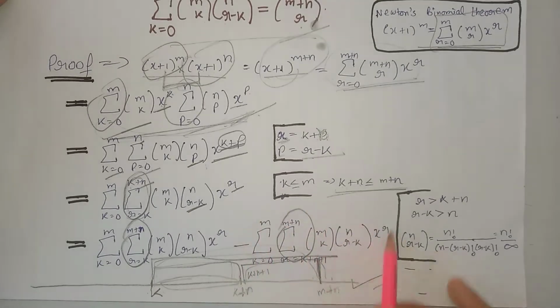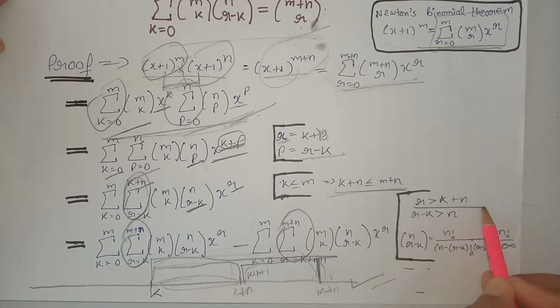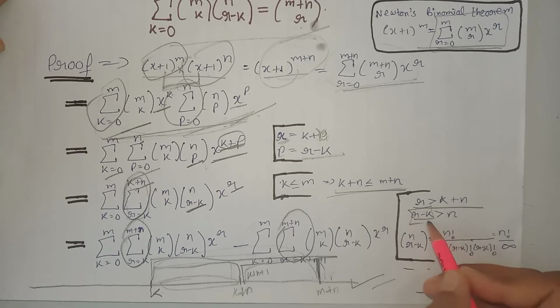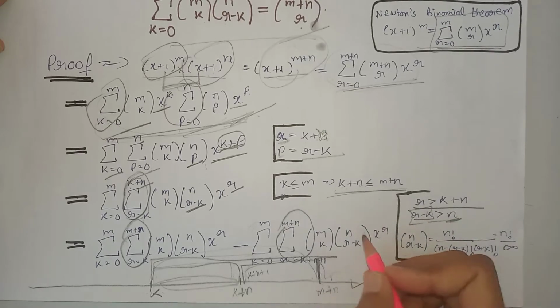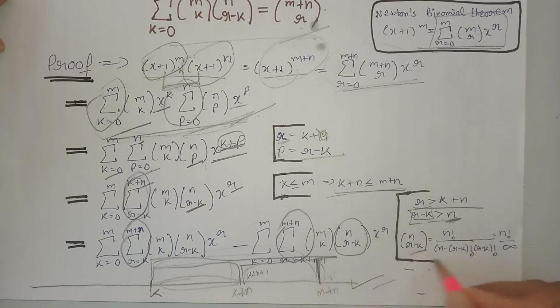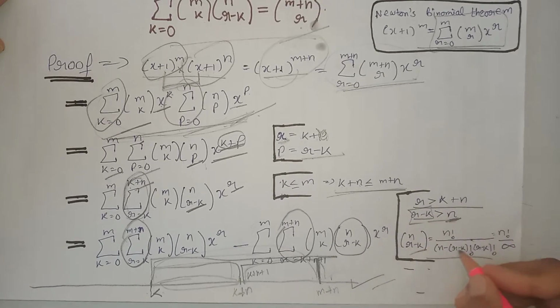Now in this second term we are using this interval, that is k plus n plus 1 to m plus n. That is, in the second interval the value of r is greater than k plus n, like this. Now on shifting k to this side we get r minus k is greater than n. Now we can expand this combination, that is nC(r minus k), like this. Now r minus k is greater than n, that means this value is greater than n.